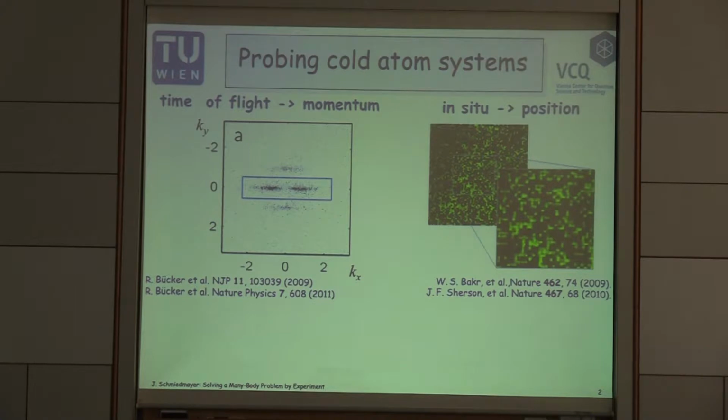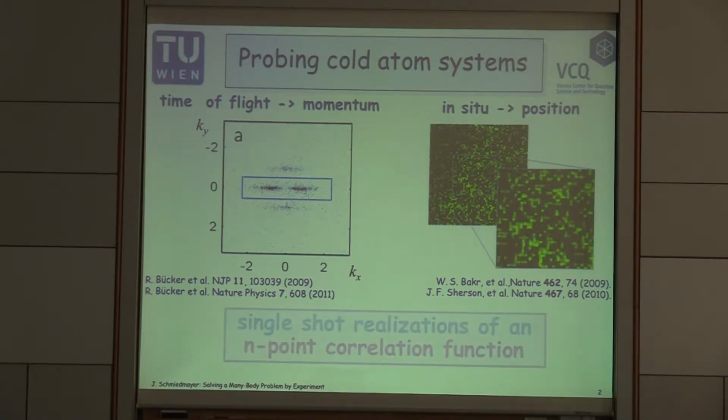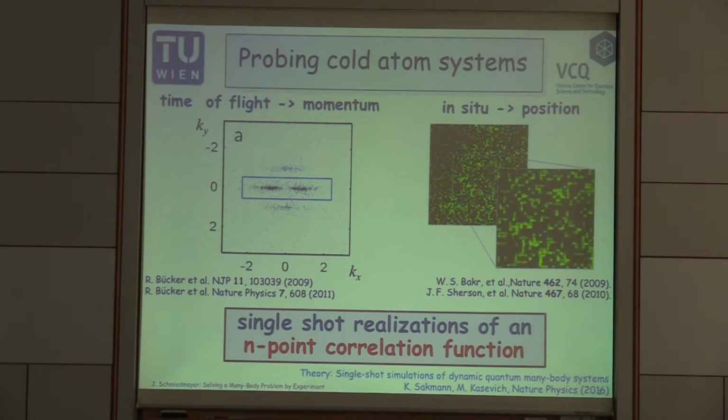So what are these types of experiments? What do they measure? They basically measure a single-shot realization of a correlation function, and a very high order correlation function; these are 500 atoms. Now the question is, what information is in these types of measurements? And I think up to now we throw basically everything away, and we only take very few things, look at the pictures and count where the atoms are, or how many atoms are here and how many are there, and things like that.